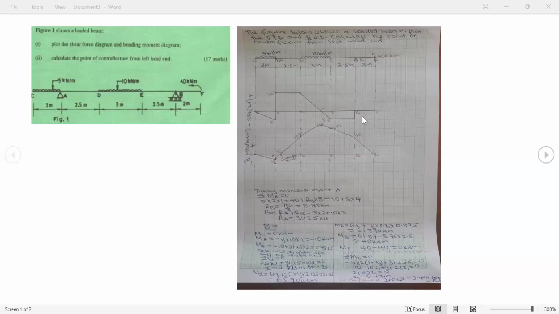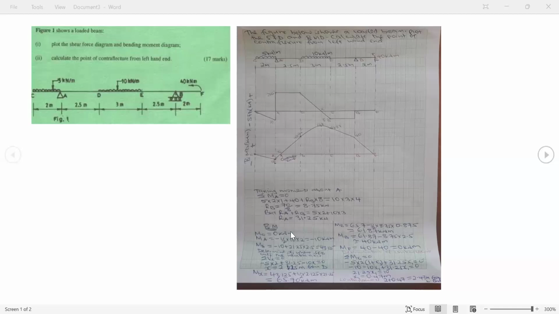Between E and B, there is no force, so it will maintain negative 8.75 up to B. When it arrives at B, I have an RB of 8.75. Now, because this is negative 8.75 and RB is acting upwards, positive, minus 8.75 plus 8.75 goes back to 0. So the diagram will end at B. I told you we don't use this 40 because it is a bending moment. And now from there, let us proceed to how to draw a bending moment diagram.